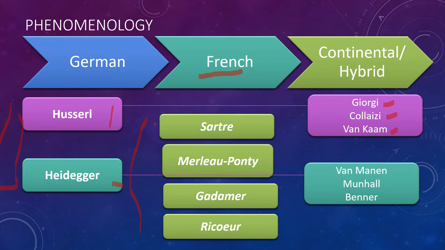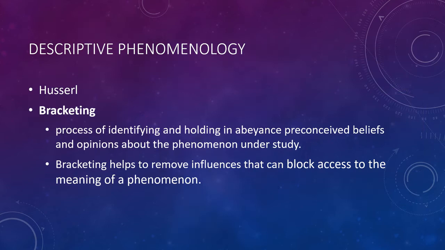And then the Utrecht school, Van Manen, and then the American nurses, Mohnal and Benner, subscribe more to hermeneutic phenomenology or Heidegger's tradition of phenomenology. So let's look at one of the types of phenomenology, which is descriptive. One of the distinguishing factors of descriptive phenomenology is bracketing. Bracketing is the process of identifying and holding in abeyance preconceived beliefs and opinions about the phenomenon under study.